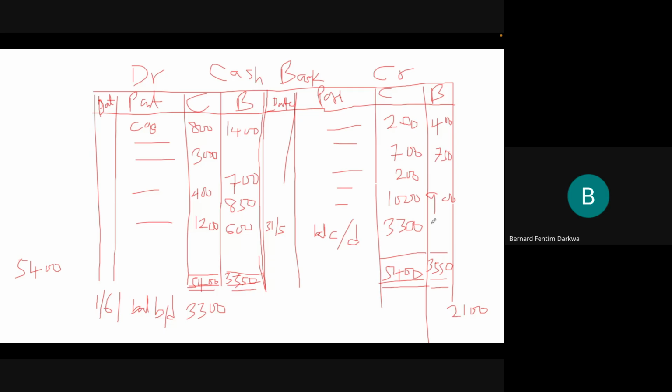What do you get? 3,550 minus 2,100. Do that. 1,500. Exactly, 1,500. So here you don't go and write another balance CD down here.